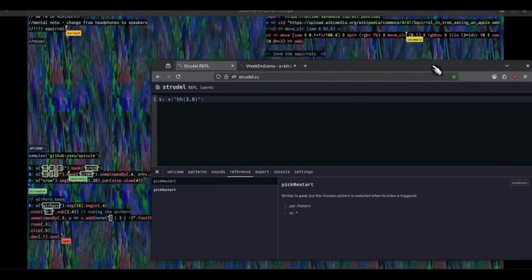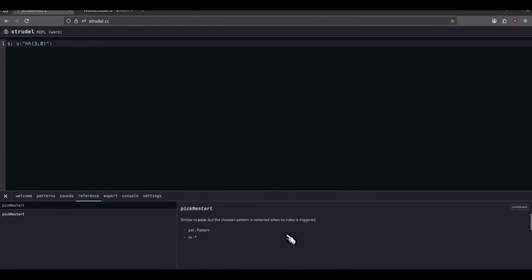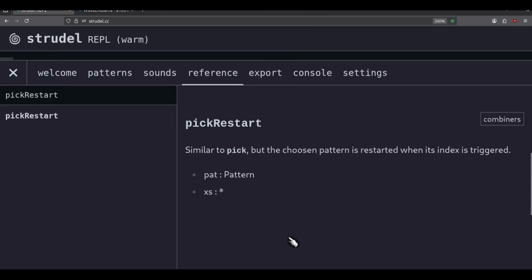Oh, that's a really beautiful melody. Very nice, Crow. Okay, let's bring the docs in to look at pickRestart. So pickRestart is a combiner. It has the tag combiner. Similar to pick, but the chosen pattern is restarted when the index is triggered. Okay, so let's see what pick does.